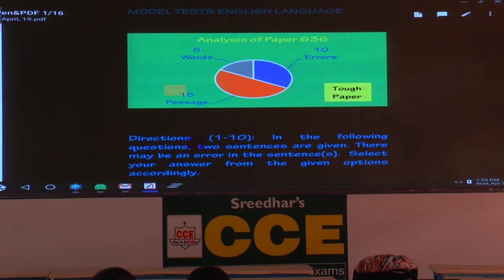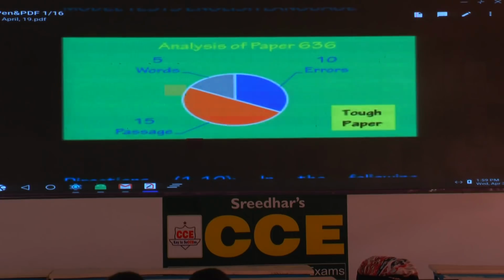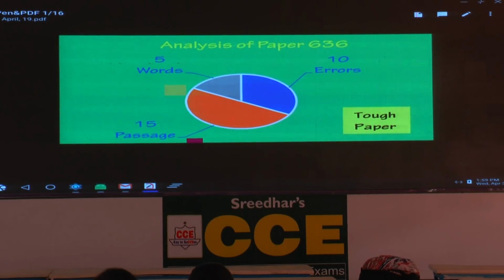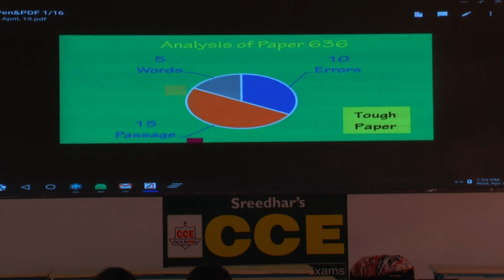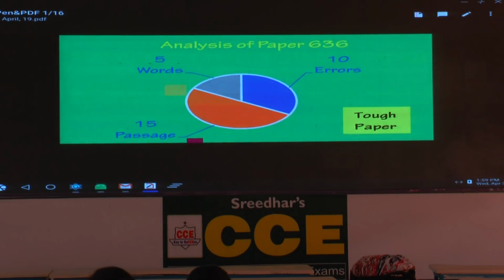Analysis of this paper. So paper number is what? 636. I've seen for the first time a paper like this, and the first 10 questions deal with errors, a new pattern, completely new pattern. What is the pattern? Your job is to identify or spot the errors. Besides that, you have to look at the combinations and decide the right option. And though they are easy, they are time-taking, obviously.